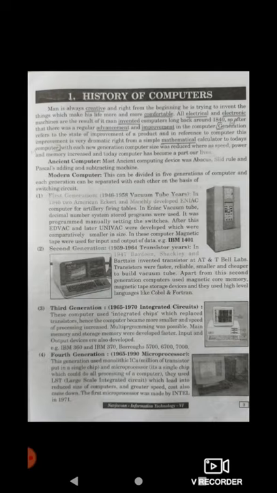Generation refers to the state of improvement of a product, and in reference to computers, this improvement is very dramatic, right from a simple mathematical calculator to today's computer. Generation, as if we see in humans, we too have generations. I or you, then we have our parents, then grandparents, then forefathers. So we continue with our generation. Similarly, in the world of computers, or in the world of machines, generation refers to the state of improvement.